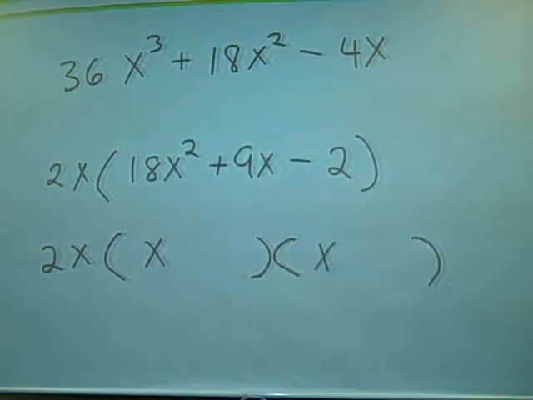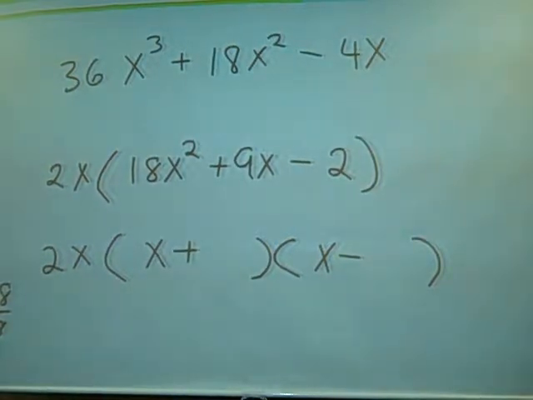Let's put our x's in there. Our signs, what are they? Positive and negative. Okay, a plus and a minus. Factors of 18: 1 and 18, and 2 and 9, right? And 3 and 6. Okay, so here's that 1, 2, 3. Alright?